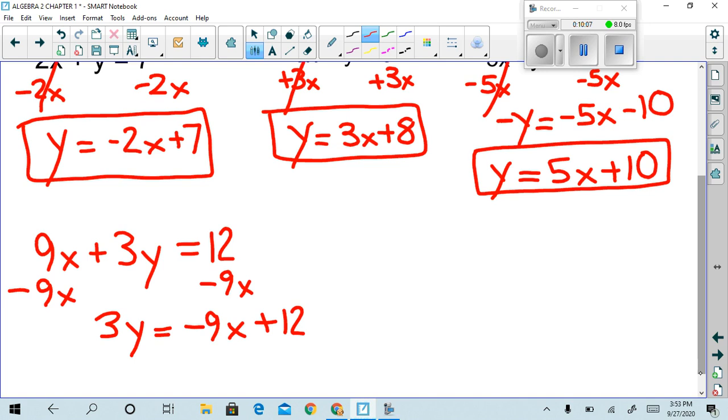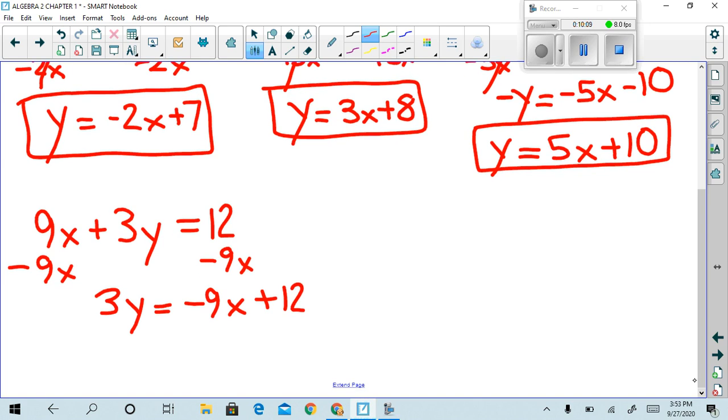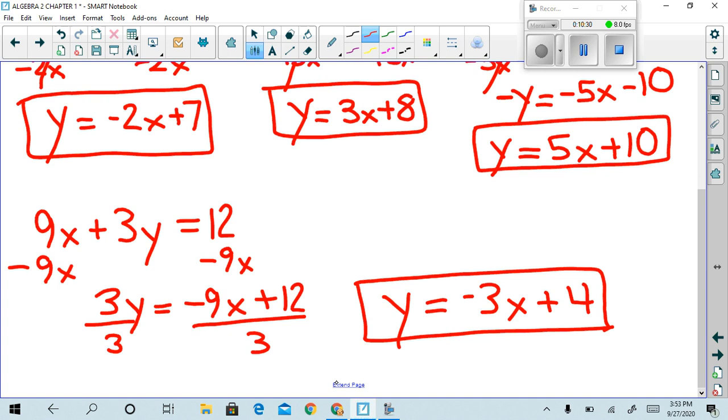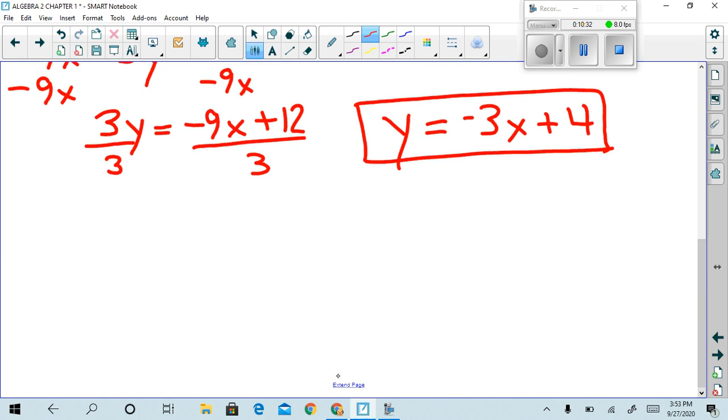But you cannot stop there because y is not isolated. You need to divide everything by 3. That's going to give you y is equal to, let's divide and get negative 3x. Let's divide 12 by 3 and you get 4. So again, sometimes there's an additional step, and sometimes you're going to get perhaps a fraction.